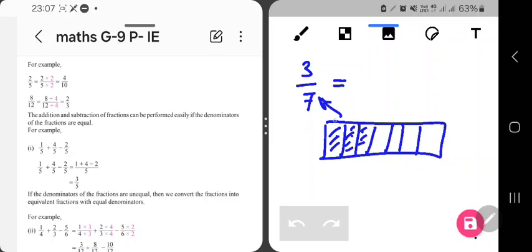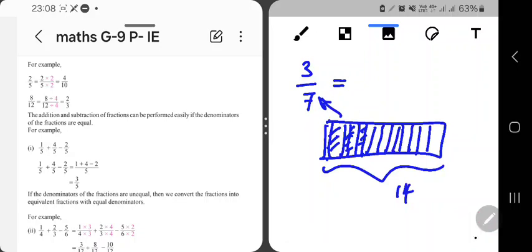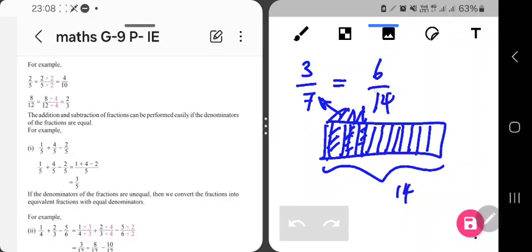But what if I divide this also into 2 different pieces, and each piece is divided into 2? So then all together there will be 14 boxes, and for the colored boxes, earlier there were 3 boxes that were colored. Now I divided into 2, which means I created 1, 2, 3, 4, 5, 6 boxes colored now, which means 6 over 14. So basically 3 over 7 and 6 over 14, both are the same.